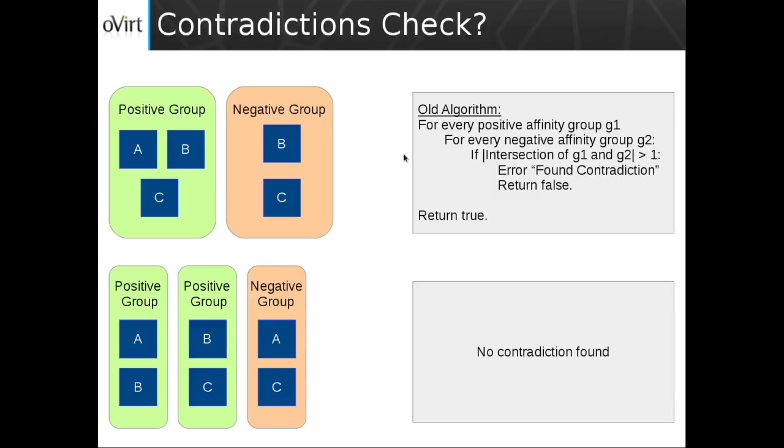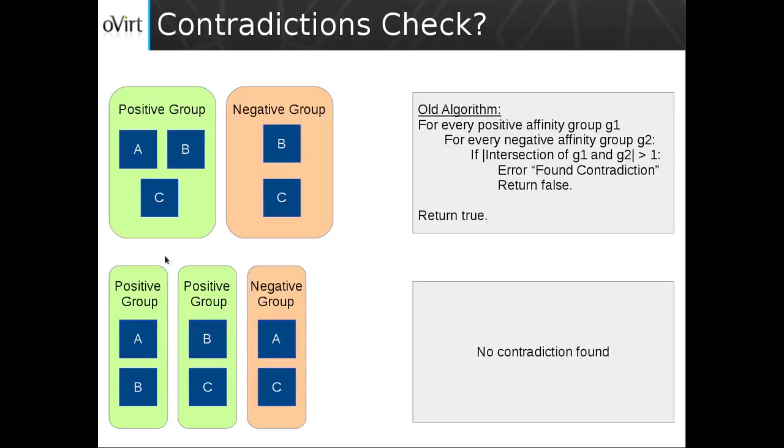What the old algorithm did basically is check, for every positive affinity group G1 and every negative affinity group G2, whether their intersection is more than one VM. If so, it says it found a contradiction. Else, if none of these affinity groups contradict each other, it returns true, which means that you can run the action.